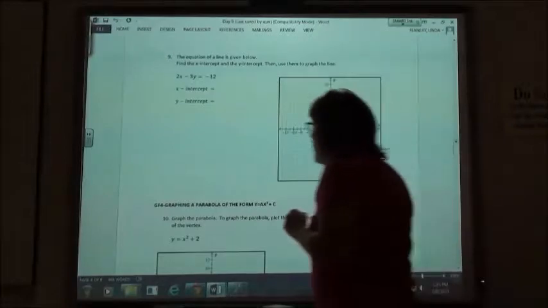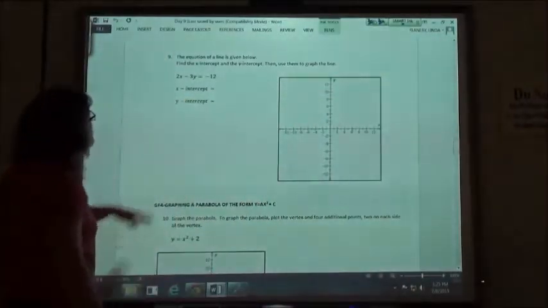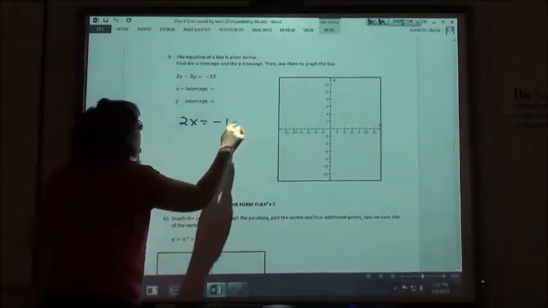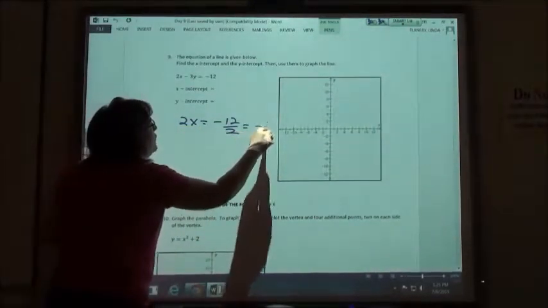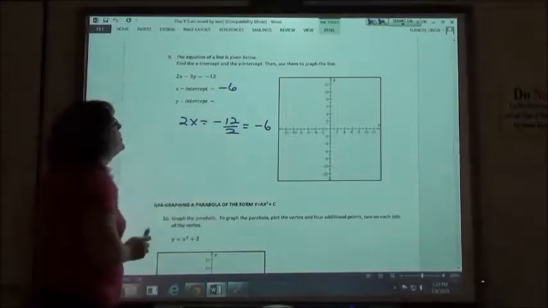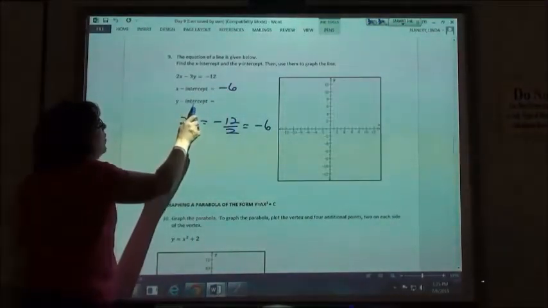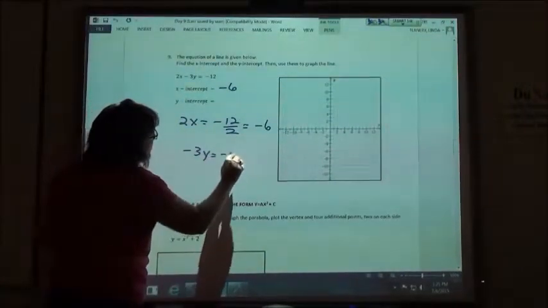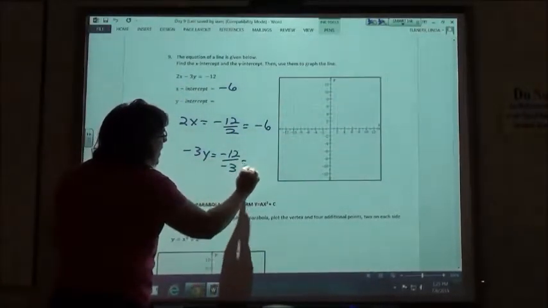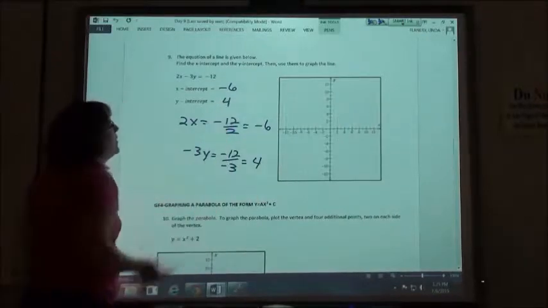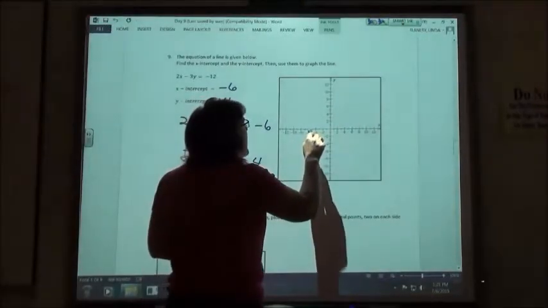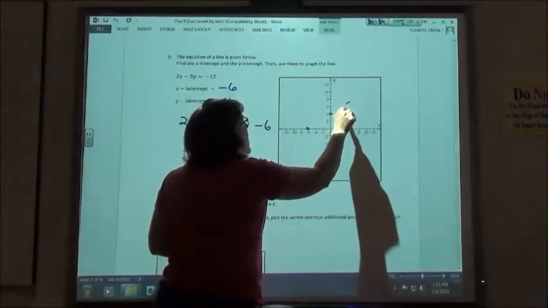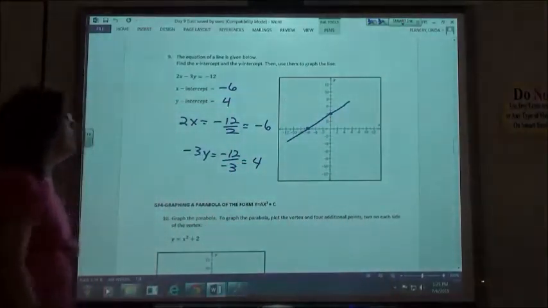And on my third one here, if I'm doing my x-intercept, I'm putting 0 in for y. So 2x would equal negative 12. Negative 12 divided by 2 gives me an x-intercept of negative 6. If I do my y-intercept, I'm putting 0 in for x, so negative 3y equals negative 12. When I divide, I get a positive 4. So my x-intercept is at negative 6. My y-intercept is at positive 4. I can then connect my dots and draw my line.